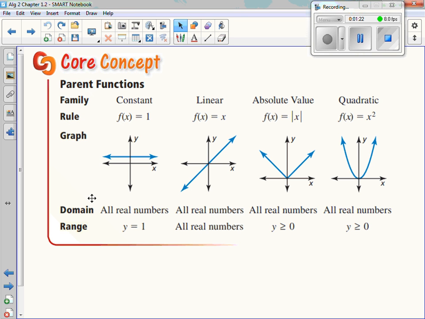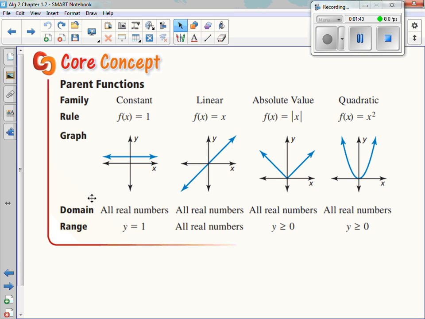The absolute value function will be a V shape. It's either going to go up, both sides going up, or both sides going down. So it's easier to identify because it is a V shape. Now the domain for it, as I said already, is all real numbers. And for the absolute value, without any transformation, the range is y greater than or equal to 0.